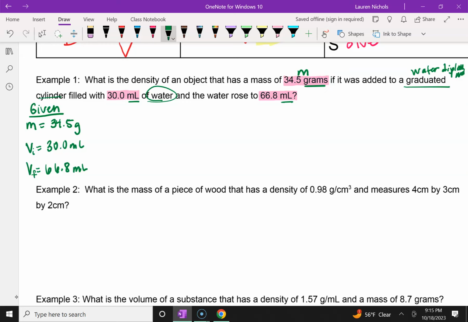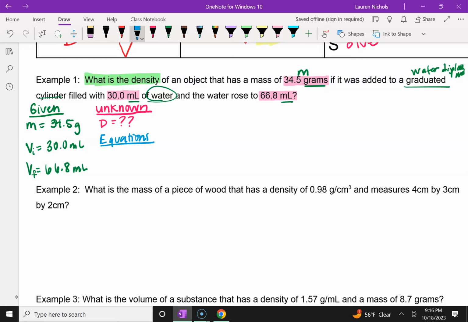So now that we have our givens, we write down our unknowns. So what are we looking for? When you're trying to find your unknown, one of the key things you want to look at is this keyword here. It says, what is? And it says, what is the density? So that tells us that density is our unknown. It's the big question.